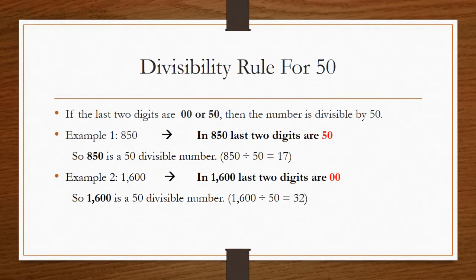Let's move to the divisibility rule for 50. If the last two digits are 00 or 50, then the number is divisible by 50. Example, 850. In 850, the last two digits are 50. So 850 is a 50 divisible number. Let's see another example, 1600. It ends with two zeros. So 1600 is a 50 divisible number.